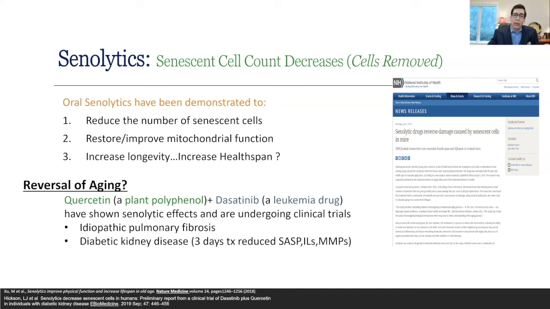There's a small study showing improved function in idiopathic pulmonary fibrosis. There's a great study out of Mayo with Dr. Kirkland's group looking now at what happens with systemic treatment with oral therapy. One of the diabetic kidney studies showed that after only 3 days of oral therapy, so just a pulse therapy, there were reduced SASPs, inflammatory interleukin pathways were deactivated or reduced, and MMP degrading enzymes were reduced. And this continued after the oral therapy.